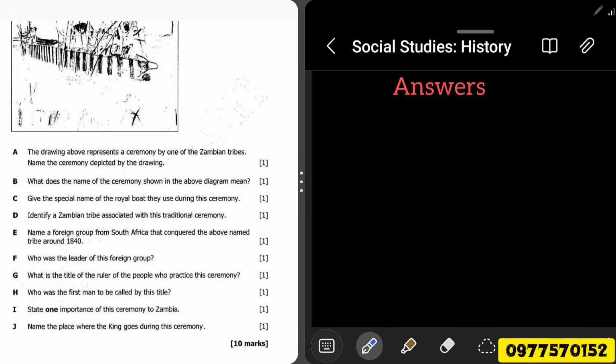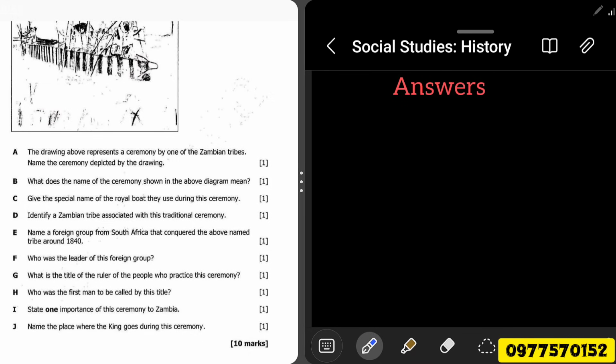What is the title of the ruler of the people who practiced this traditional ceremony? The title was the Litunga. In fact, they still use the same title even today. Who was the first man to be called by this title? The first man was Mbo Muyunda.